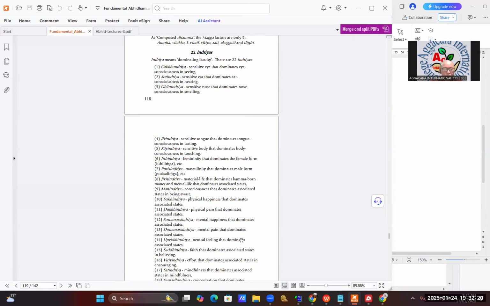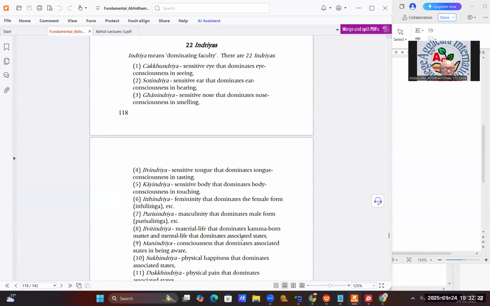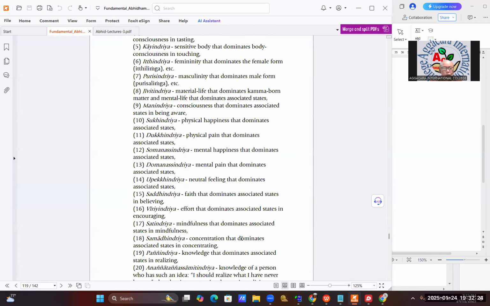All right. So here is Sukha, Dukkha, Somanassa, Domanassa, Upekkha. All these are Vedana, feeling. All right. So the next one will be Saddha, Viriya, Sati, Samadhi. So all these are under what kind of them? They are also Chetasika. Saddha, faith, Viriya, effort, Sati, mindfulness, Samadhi.